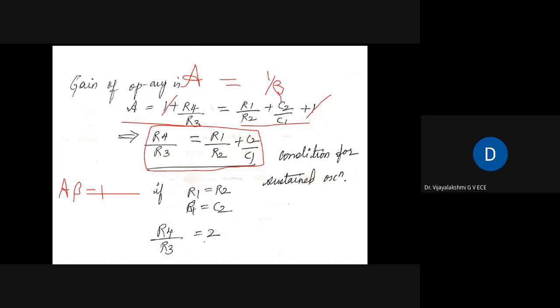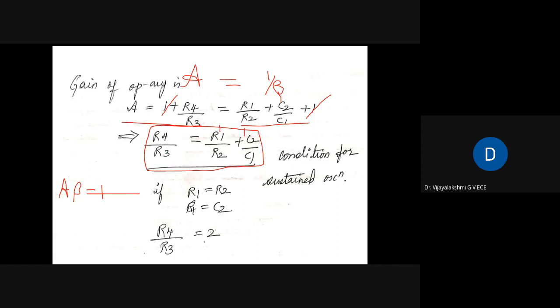Still I need to find out what A is. So I take R1 equal to R2 and C1 equal to C2. If R1 is equal to R2, R and R will get cancelled, so I have 1 here. C1 and C2 are equal, so this and this will get cancelled, so I have 1 here. What is 1 plus 1? 2. So I get R4 by R3 is equal to 2.